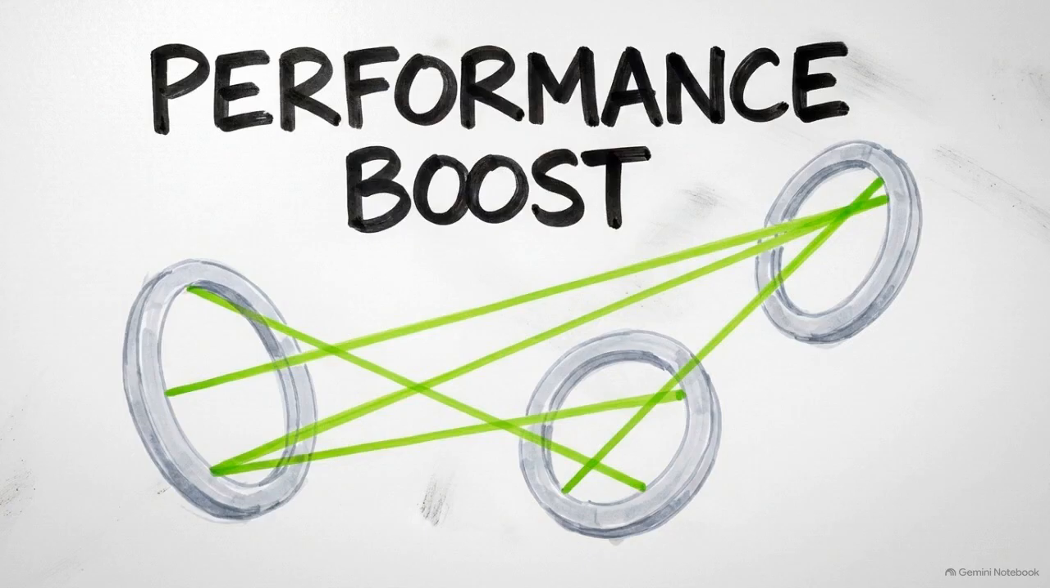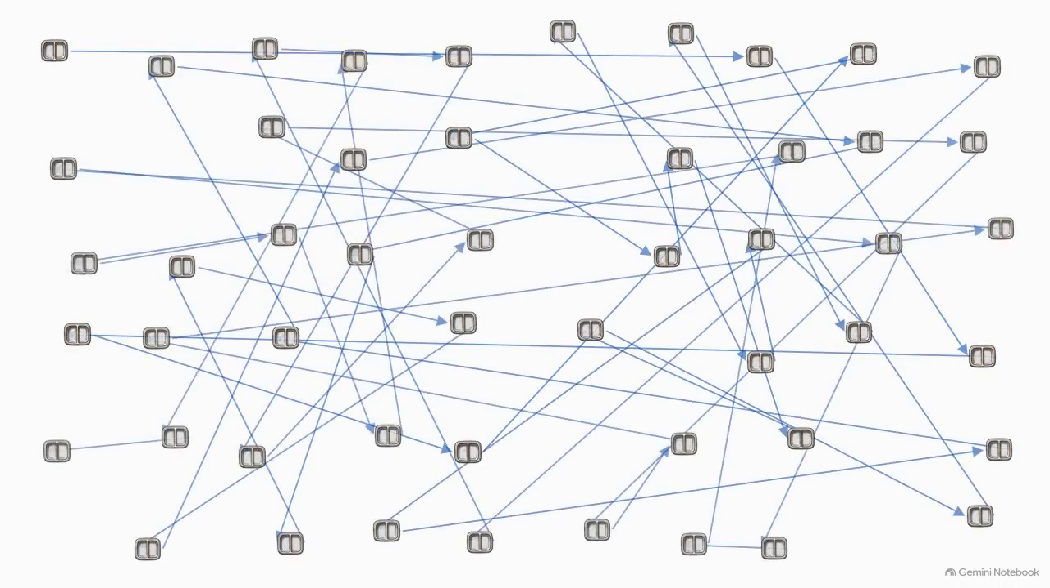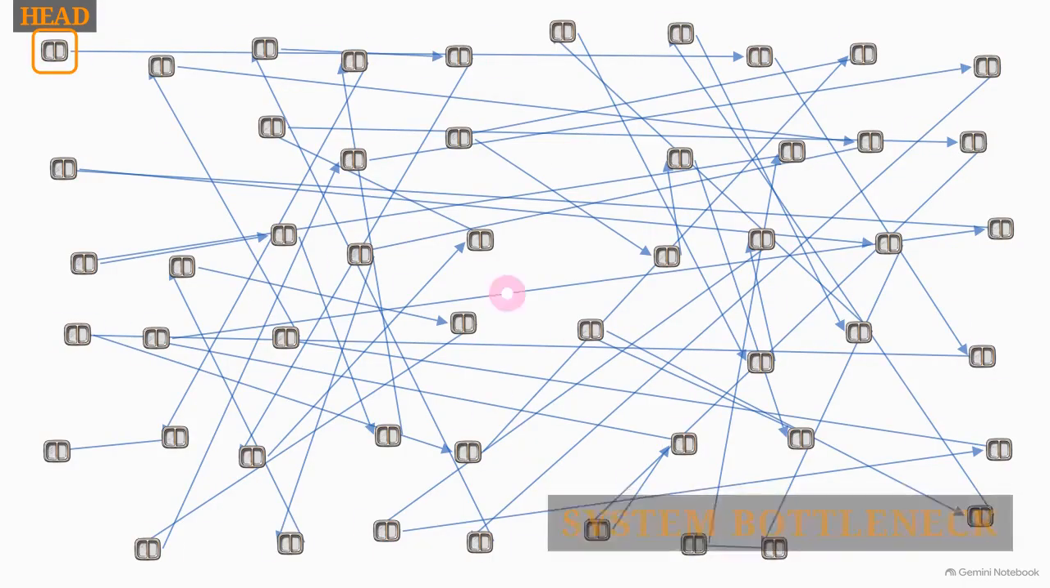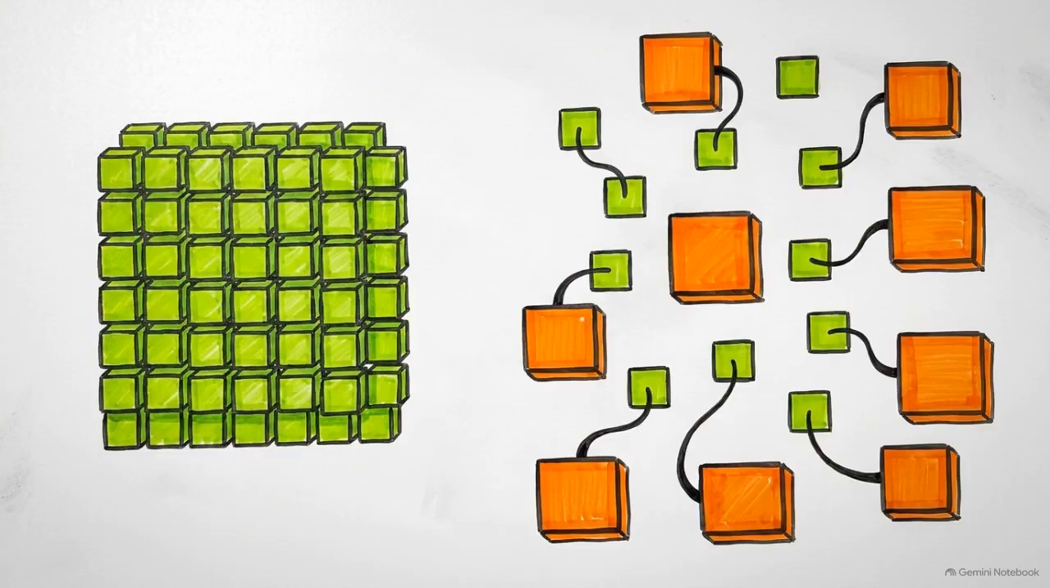Bypassing the shift penalty makes insertion and deletion an instant O of 1 operation. But flexibility has a price. Because you abandoned contiguous alignment, the computer can no longer calculate where a specific item is located. To find the 100th item, you must start at the very beginning and follow 99 separate pointers to get there. Your search time plummets to O of n. You are trading read speed and spending extra RAM on pointer addresses, specifically to achieve flawless, dynamic modification. For highly volatile datasets, it is a mandatory trade.